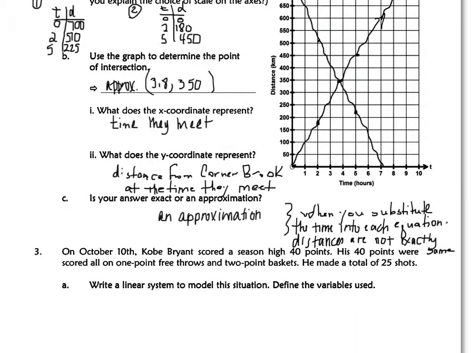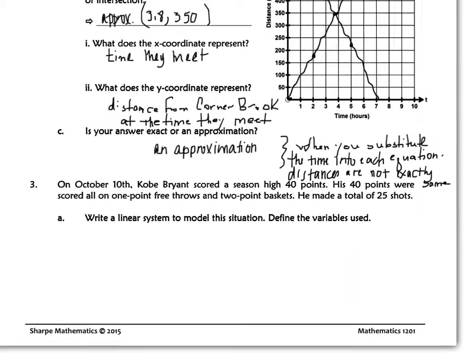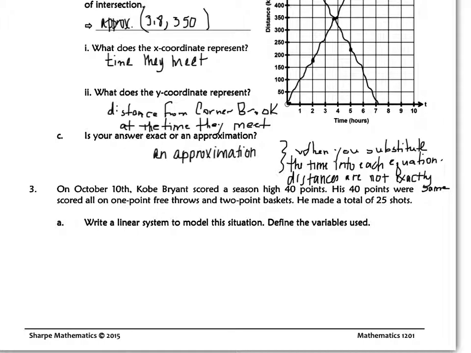All right, next example is Kobe Bryant. On October 10th, Kobe Bryant scored a season high 40 points. His 40 points were scored on 1-point free throws and 2-point baskets. He made a total of 25 shots. So write a linear system to model the situation and define the variables used. So we would be looking for the number of 1-point free throws and the number of 2-point baskets.